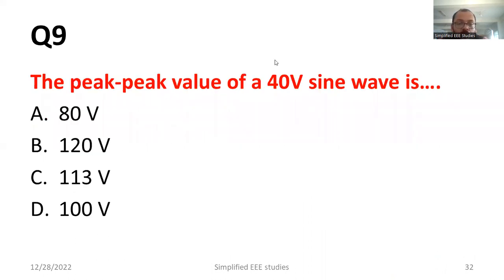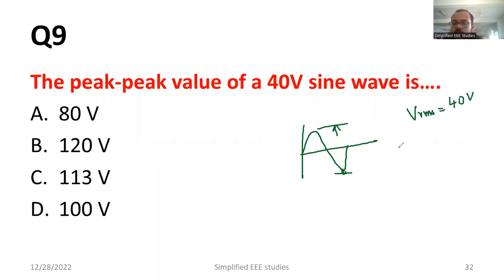The peak value of 40 volt sine wave. What is a peak value? Consider a sine wave. The peak value will be in this fashion. This is your peak to peak value, correct? So we have to calculate the peak to peak value. We have the RMS value, that is equal to how much?